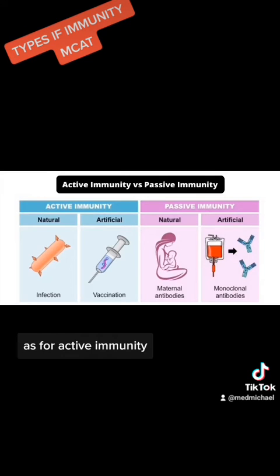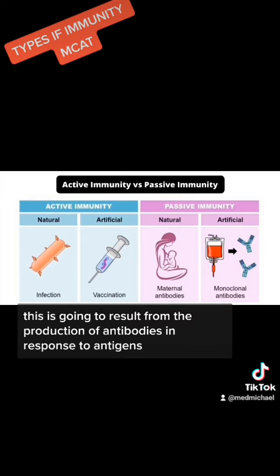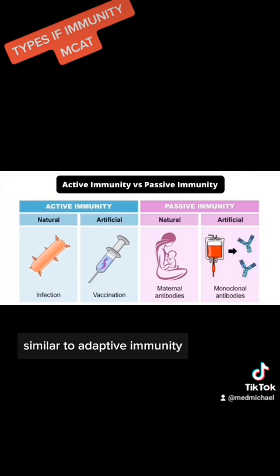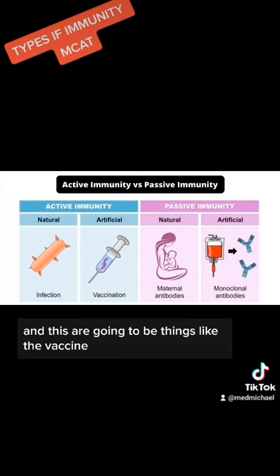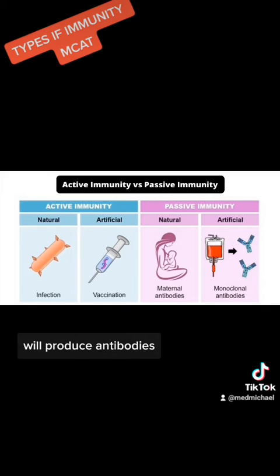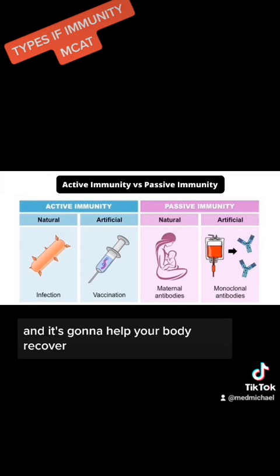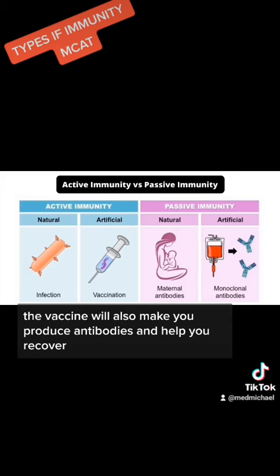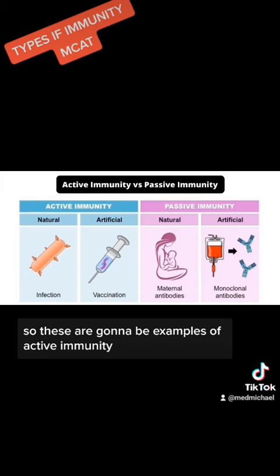As for active immunity, this results from the production of antibodies in response to antigens, similar to adaptive immunity. This includes things like the vaccine and getting sick and recovering, right? The process of getting sick and recovering will produce antibodies and help your body recover. Additionally, the vaccine will also make you produce antibodies and help you recover. These are examples of active immunity.